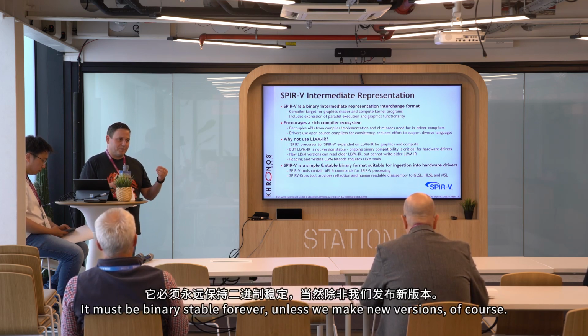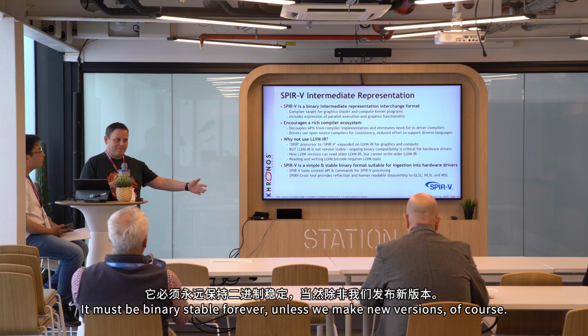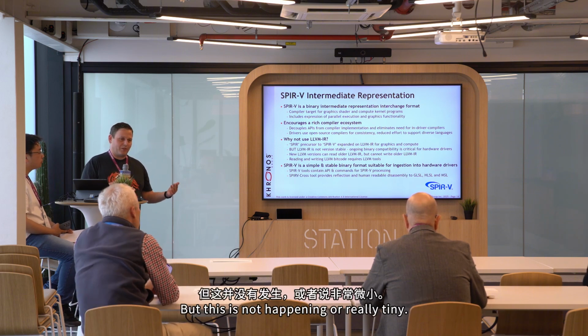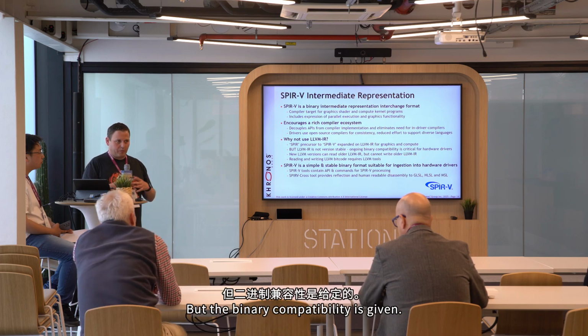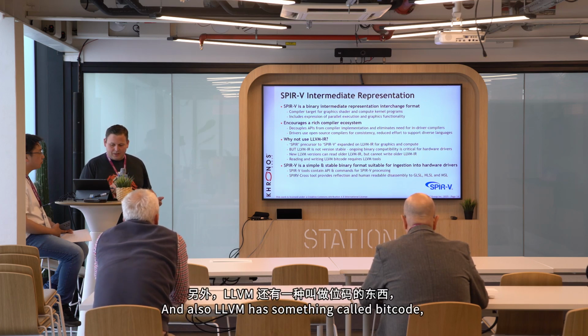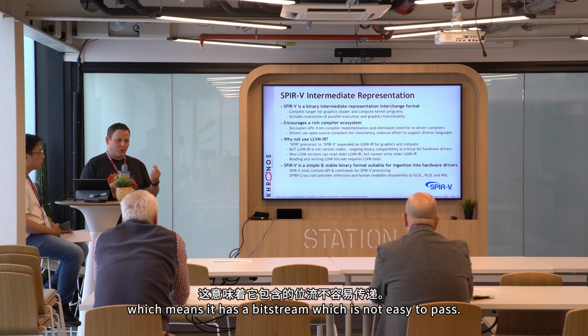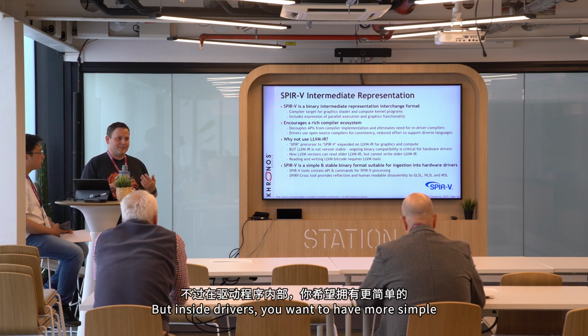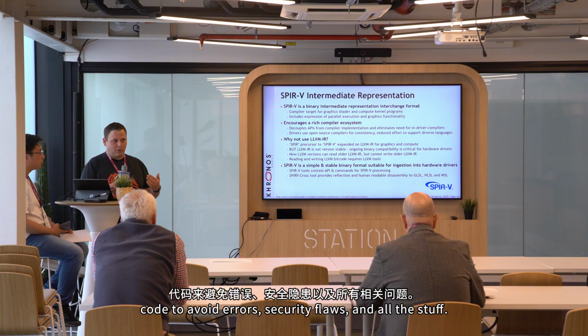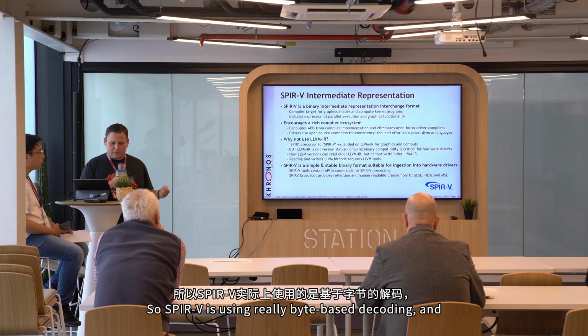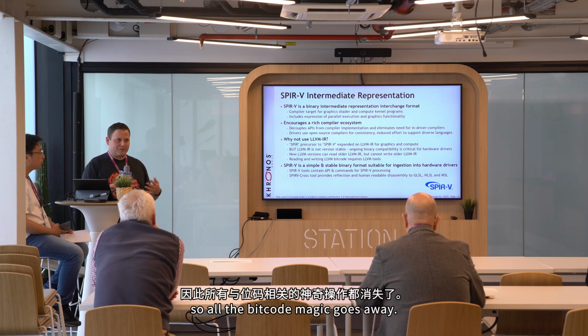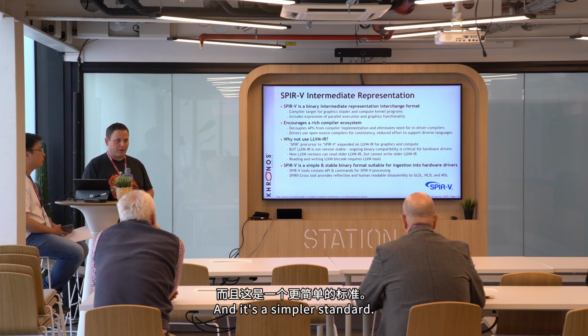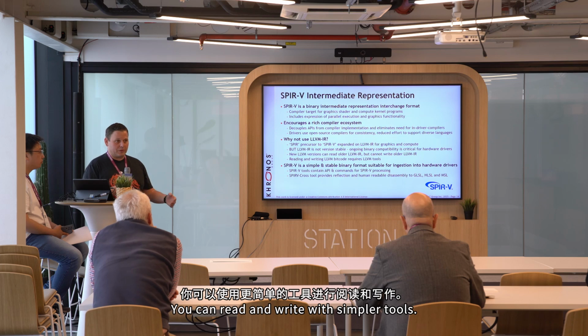It must be binary stable forever, unless we make new versions, of course, but this is not happening or really tiny, but the binary compatibility is given. And also LLVM has something called bitcode, which means it has a bit stream, which is not easy to parse, but inside drivers you want to have simpler code to avoid errors, security flaws, and all the stuff. So SPIR-V is using really byte-based decoding, and so all the bitcode magic goes away, and it's a simpler standard. You can read and write with simpler tools.